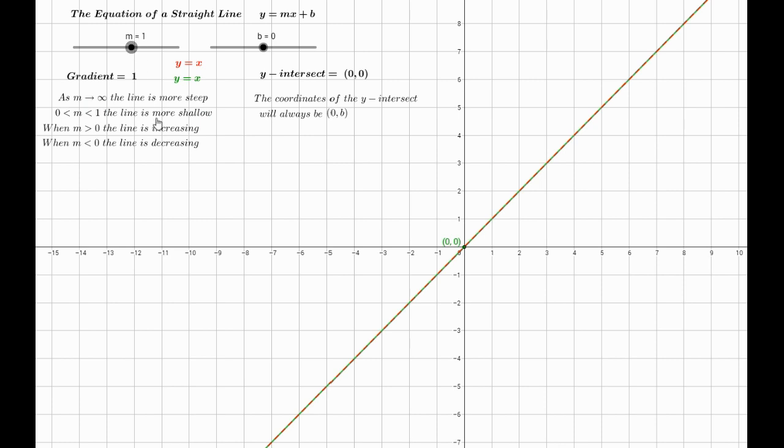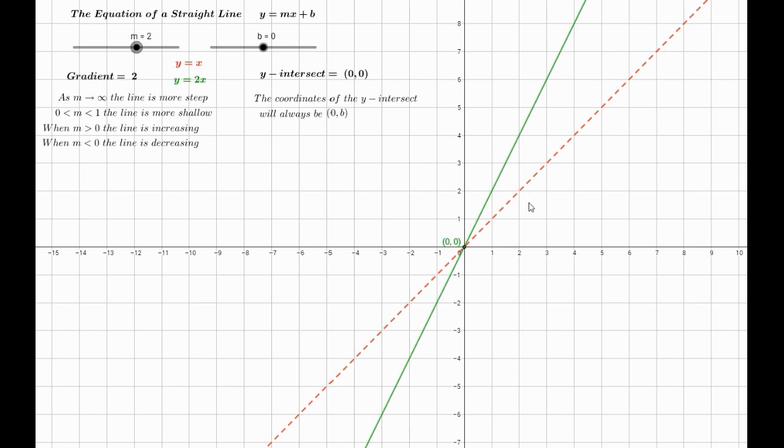So here we go. If I increase the value of m from 1, just take a look at how it moves. It's getting steeper than the original y equals x. Because remember, the red line is y equals x. So there we are. As we make the value, for example, y equals 2x, the green line is clearly more steep than the red line. So as m gets larger, the line is more steep.